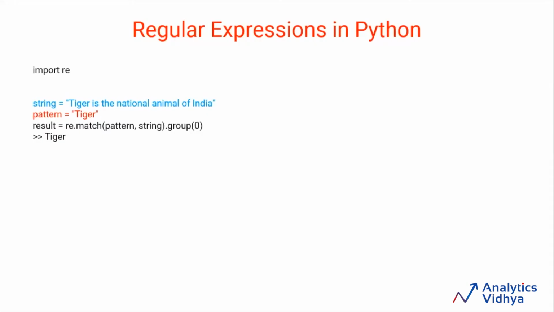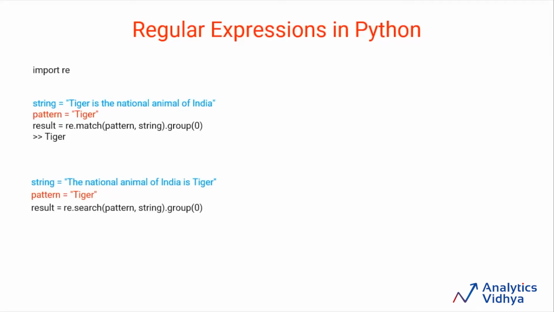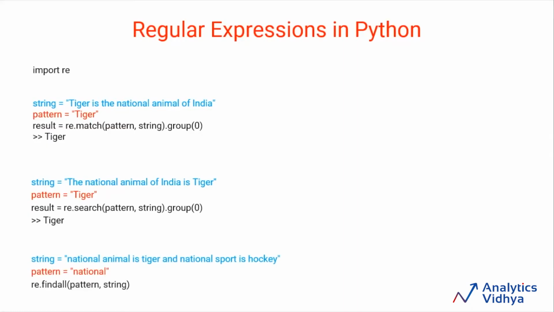In another sentence, "National animal of India is tiger", if we use re.match, we won't get any result. In this case, we can use re.search. To find all the occurrences of a pattern in a string, we can use findall. If the string is "national animal is tiger and national sport is hockey", and the pattern is "national", re.findall returns all the occurrences of the pattern in the string.